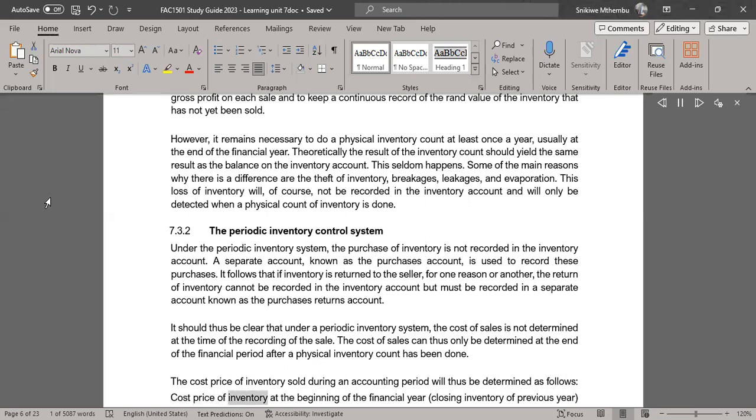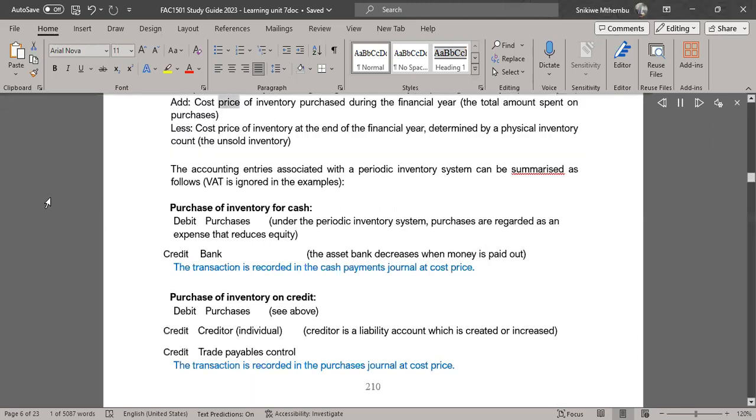Cost price of inventory at the beginning of the financial year, closing inventory of previous year. Add, cost price of inventory purchased during the financial year, the total amount spent on purchases. Less, cost price of inventory at the end of the financial year, determined by a physical inventory count, the unsold inventory. The accounting entries associated with a periodic inventory system can be summarized as follows. VAT is ignored in the examples.